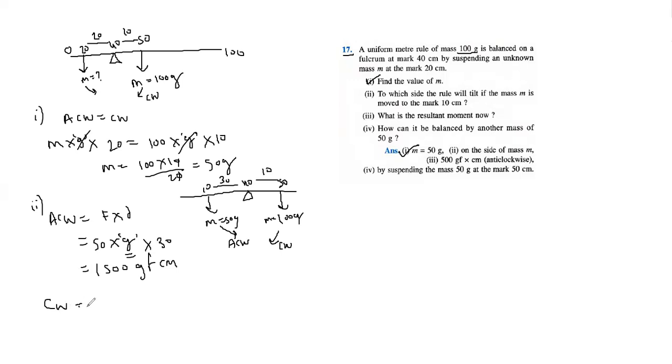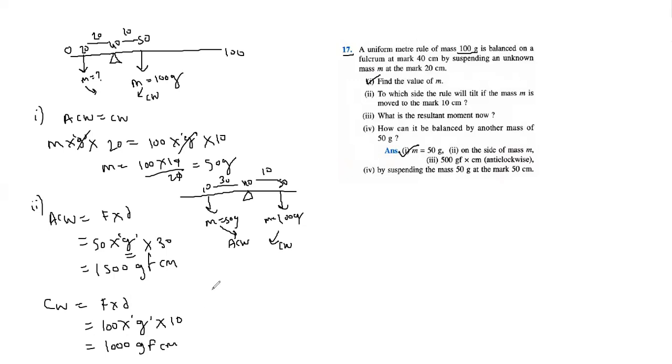For clockwise moment, we get M F into D. So F is here, M was 100 gram, that is the ruler. G will remain as it is. And D, when we are talking about it, is 10. So we get 1000 gram force centimeter. Why I wrote gram force centimeter is because G is already available with us.